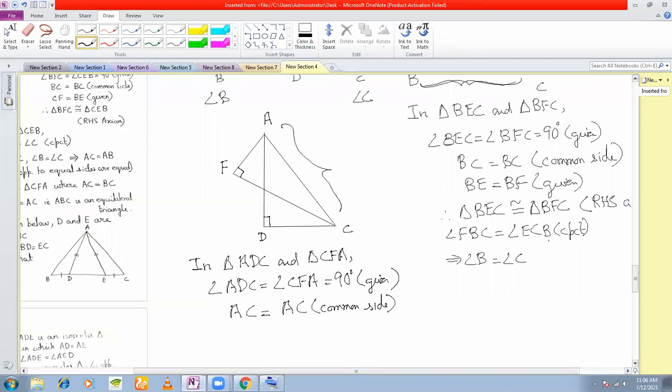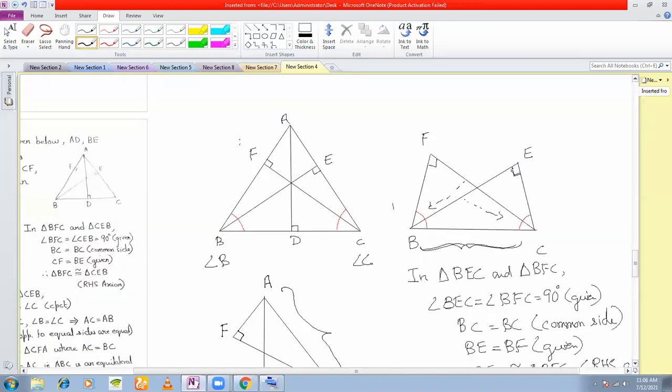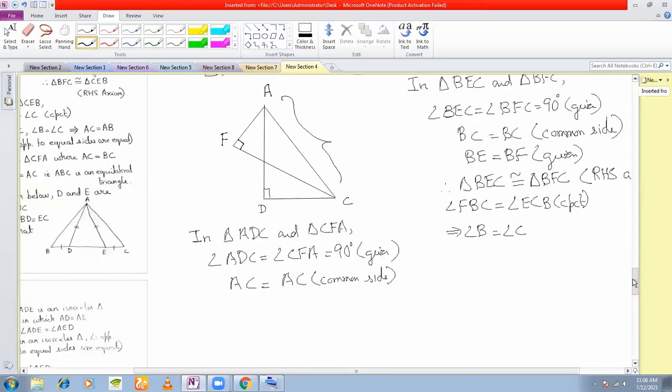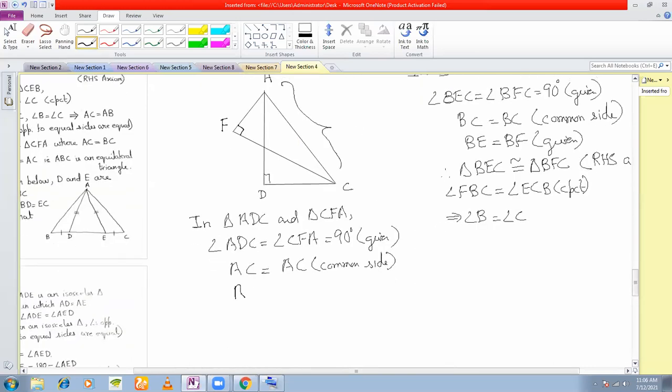What else is given in the figure? You see that in the bigger figure, all these altitudes are equal, right? This, this, all are equal, right? So therefore, AD must be equal to CF. It's given. Therefore, what can you say? These triangles are congruent again by RHS.